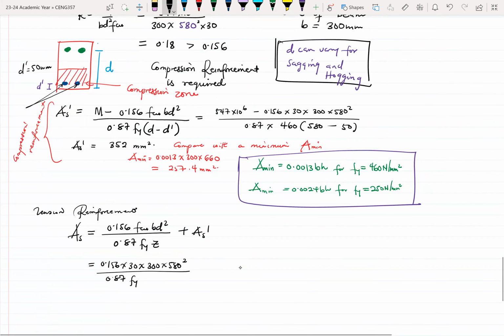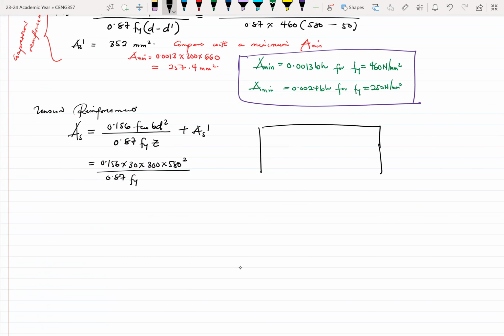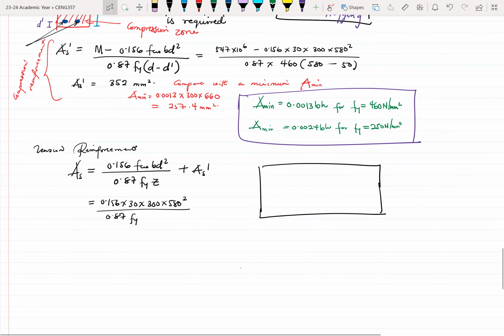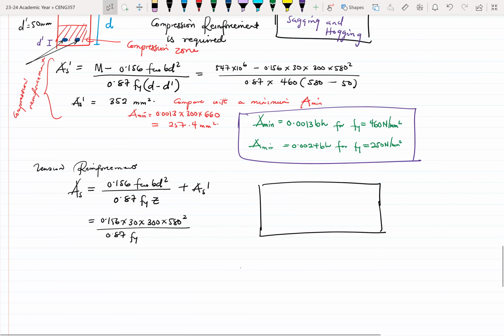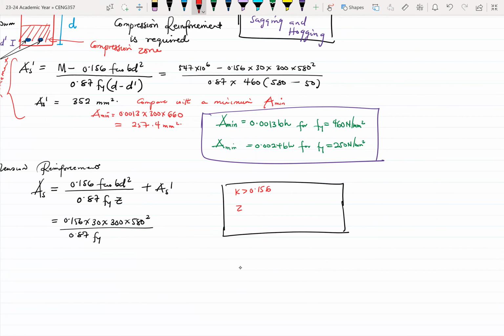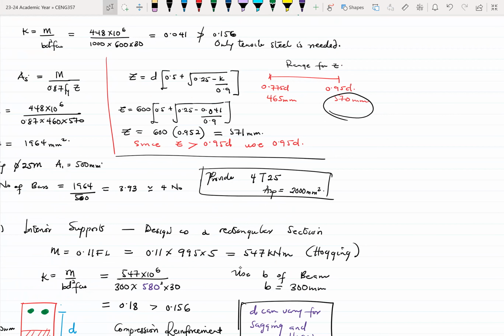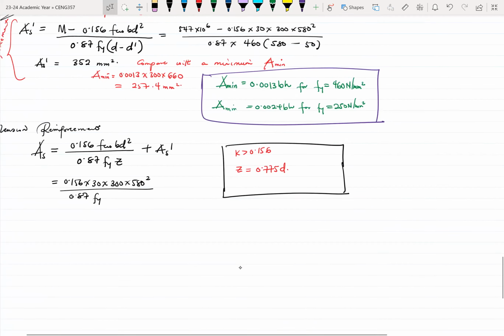Here, these are extra information which I mentioned earlier, but since we are using them, it's good that we always show where they're coming from. Most likely because our K is more than 0.156, you would realize that your Z would mostly be 0.775D, because you get a Z value less than 0.775D, and then you use that value. Just take note of that.